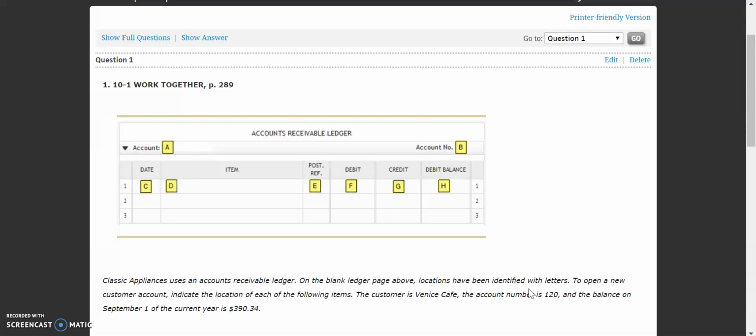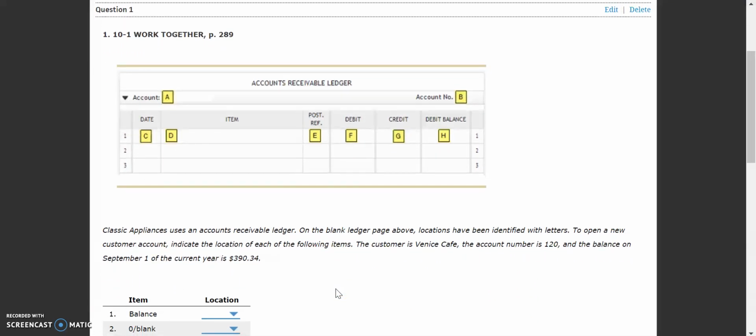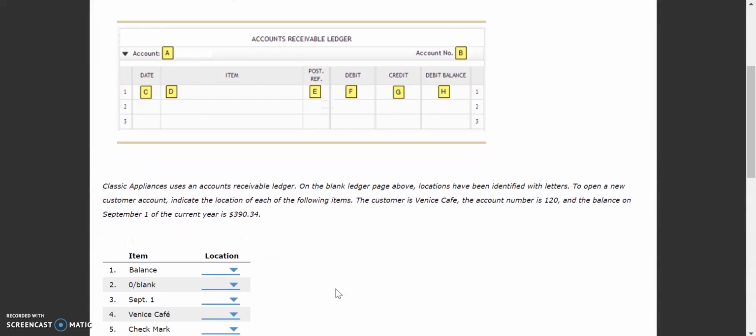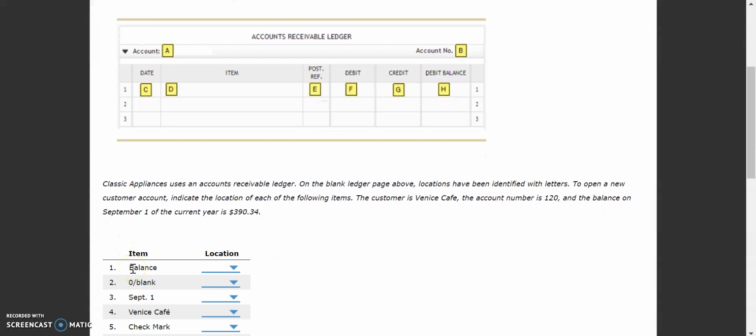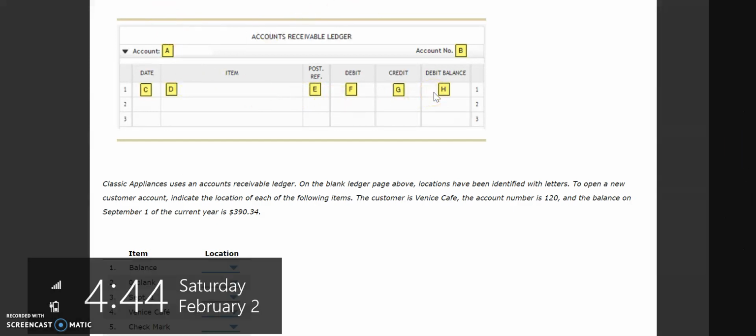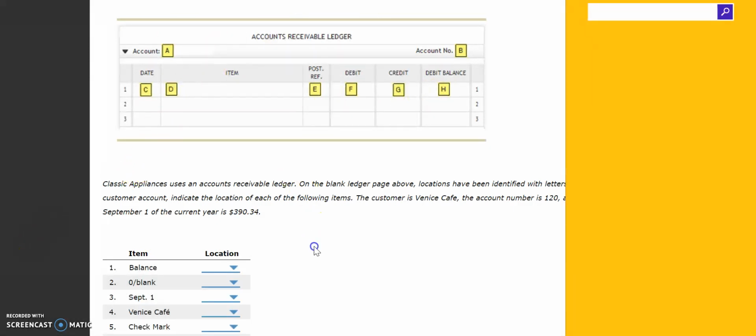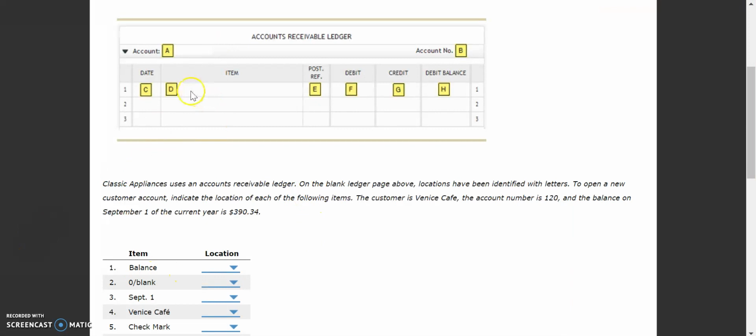The customer is Venice Cafe. The account number is 120. And the balance on September 1st of the current year is $390.34. Our balance is going to go in A, B, C, D, E, F, G, or H. The word balance, which is what we're searching for, would actually go in the item number D. So we're going to fill D in here.